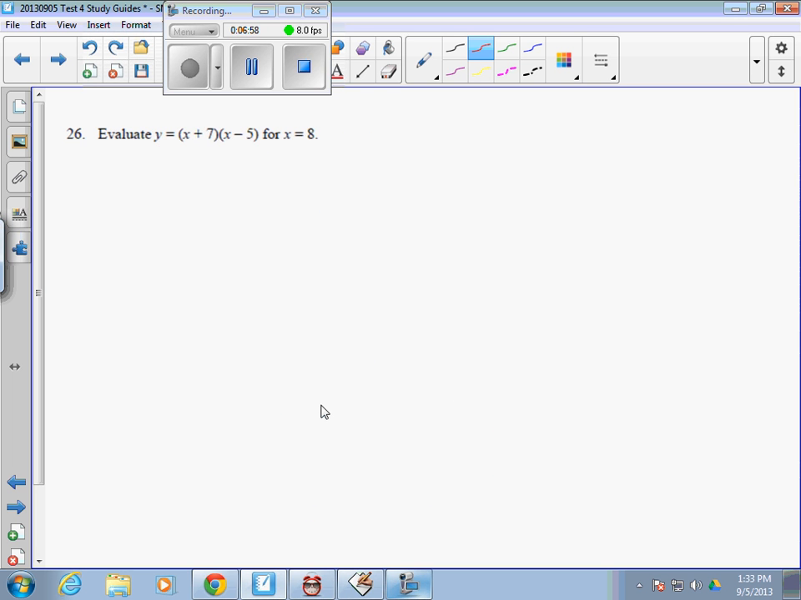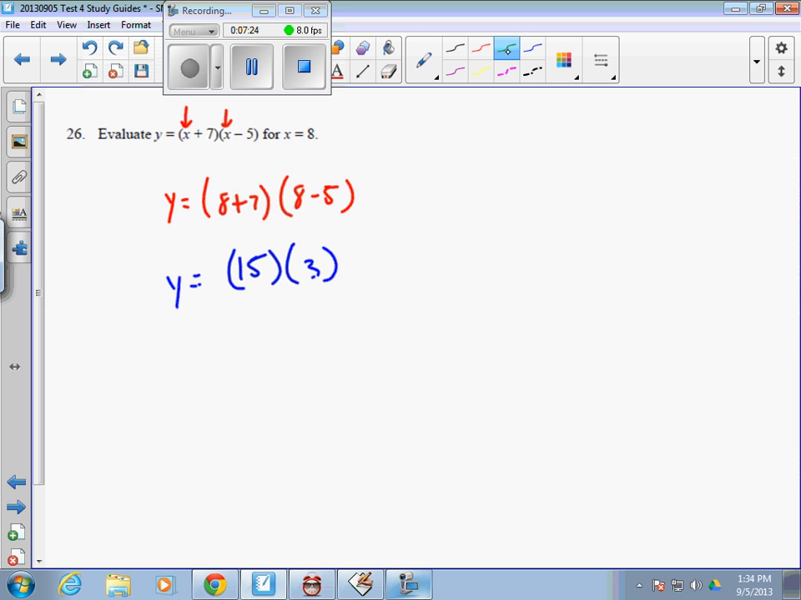Number 26 says evaluate y equals x plus 7 times x minus 5, where x's value is 8. So in place of x both times, you're going to plug in 8. So y equals 8 plus 7 times 8 minus 5. Do what's in parentheses first. 8 plus 7 is 15 times 8 minus 5 is 3. So y equals 15 times 3, or y equals 45.